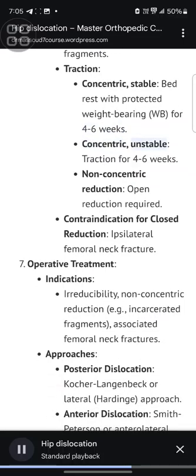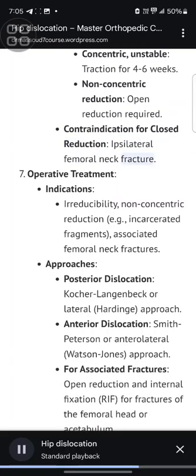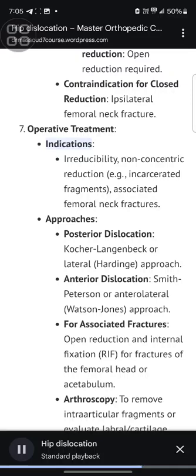Concentric, unstable: traction for 4 to 6 weeks. Non-concentric reduction: open reduction required. Contraindication for closed reduction: ipsilateral femoral neck fracture. 7. Operative treatment. Indications: irreducibility, non-concentric reduction, e.g., incarcerated fragments, associated femoral neck fractures.